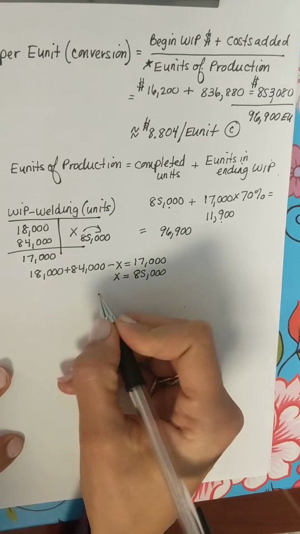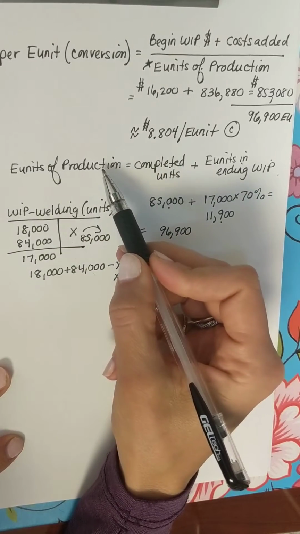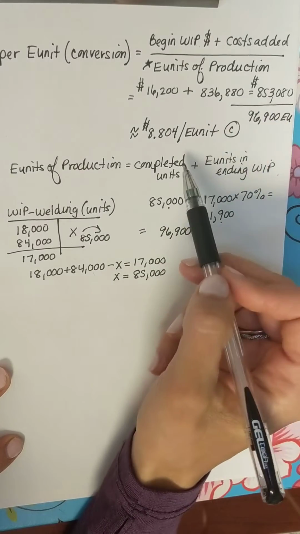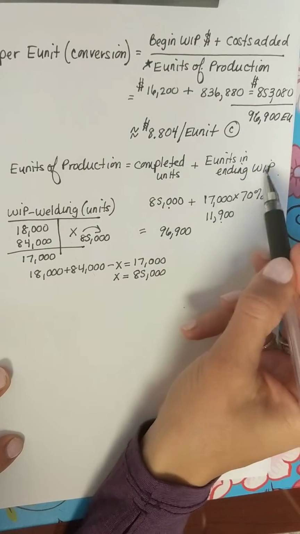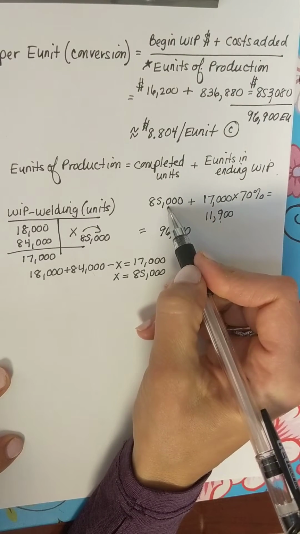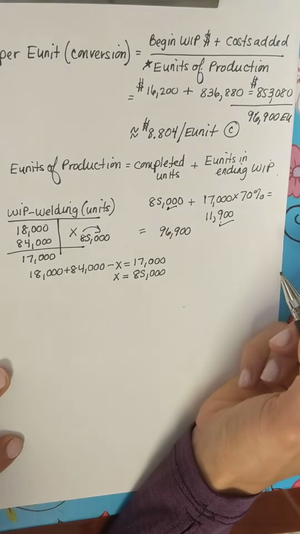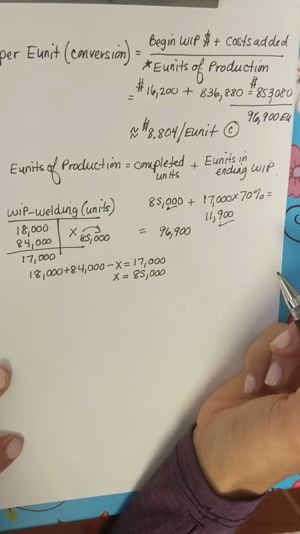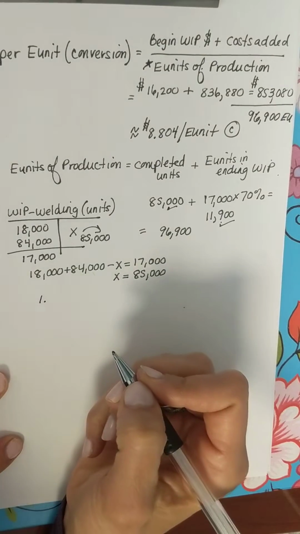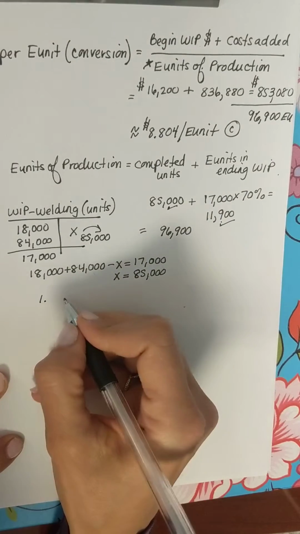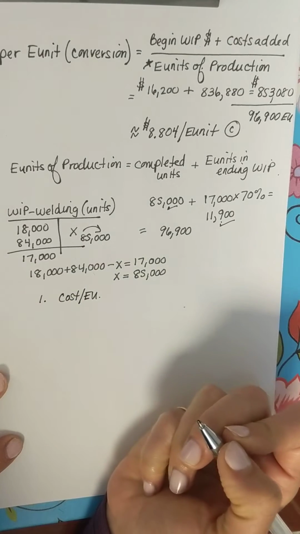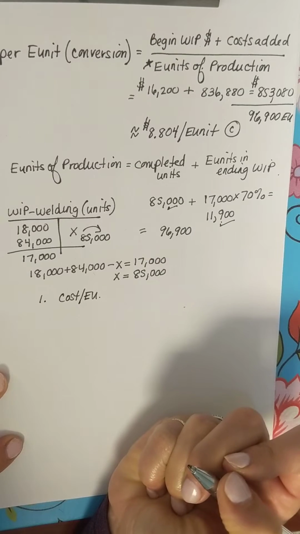Well, I'm going to look at my equivalent units of production calculation, right? To spread my total cost, I used completed units and equivalent units in ending work in process. So these are the two numbers, 85,000 and 11,900, that I'm going to be assigning costs to. So number 1, the cost of units transferred to the next department is going to be my cost per equivalent unit, and this is all just for conversion costs.